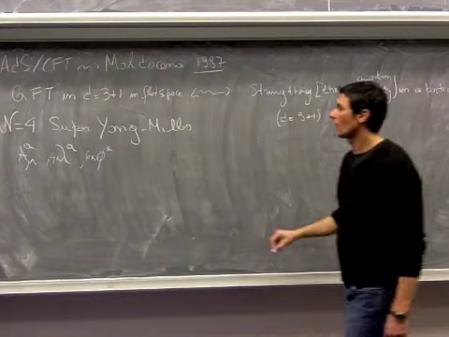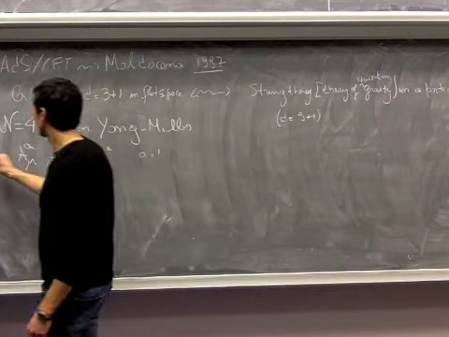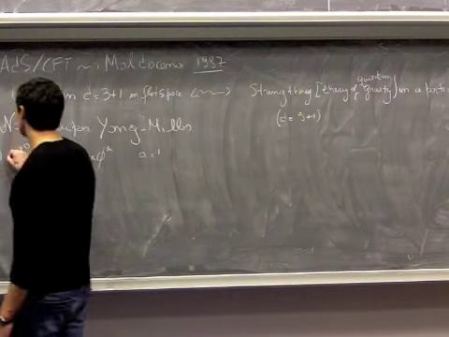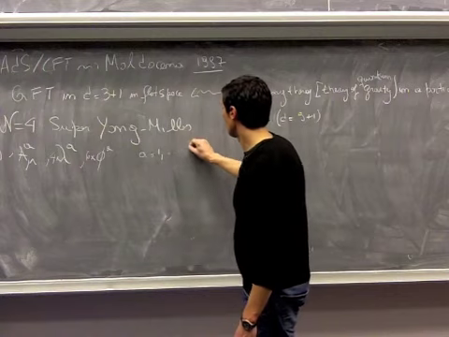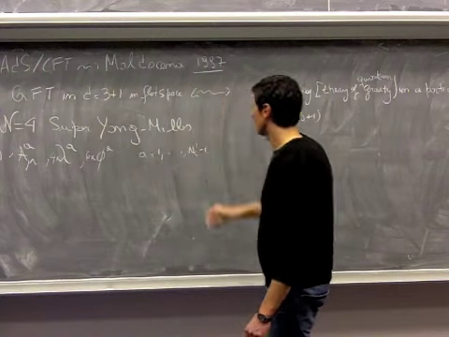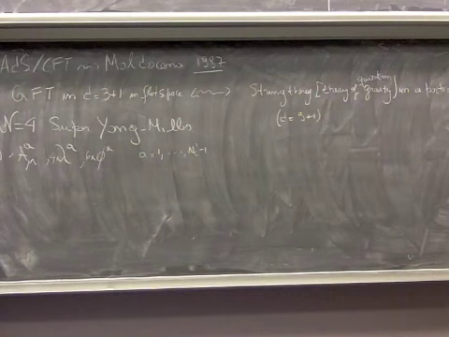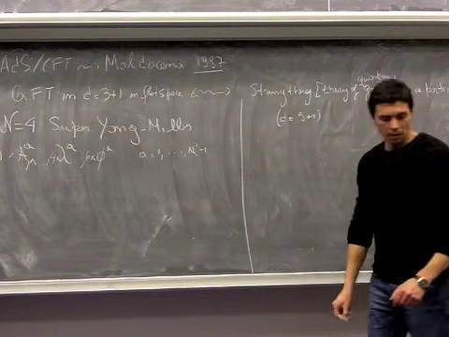By the way, this index A, all this is with gauge group SU(N_c). This A will go from 1 to N_c squared minus 1. So some characteristics about this field theory are the following.